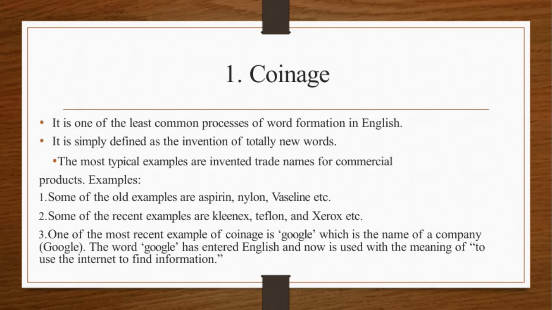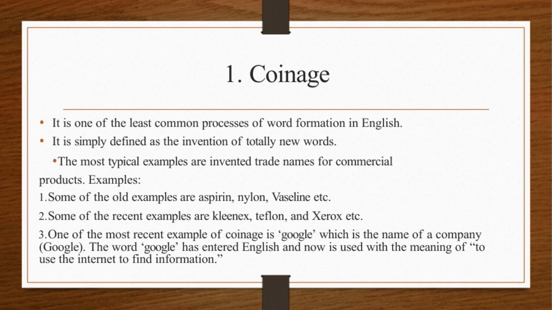Now, let's talk about coinage, which is actually one of the least common processes of word formation in English. It's basically the invention of entirely new words from scratch. The most typical examples you'll see are invented trade names for commercial products. For instance, some of the older examples include aspirin, nylon, and Vaseline. These are words that originally didn't exist before they were created for specific products. More recent examples are Kleenex, Teflon, and Xerox.